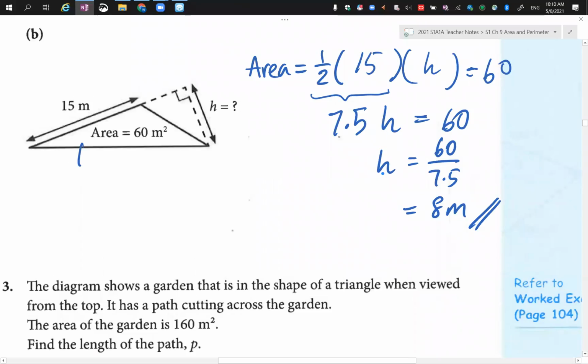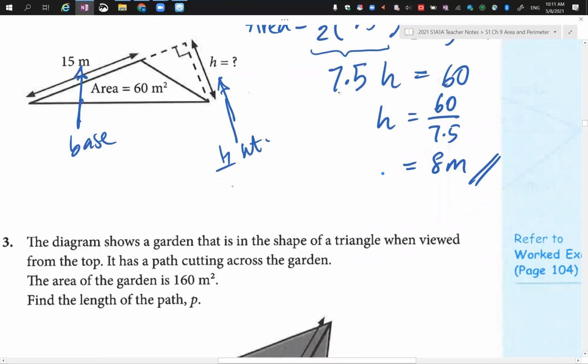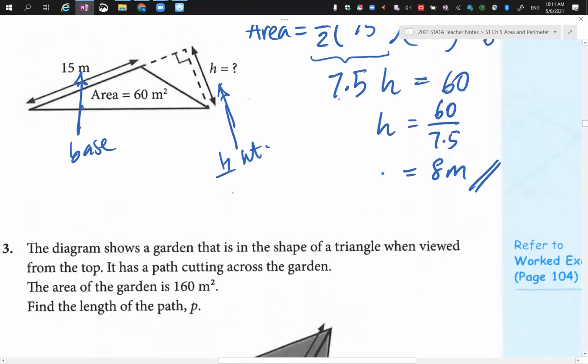So write down, where's your base? And your height, perpendicular height. Can? Do you think you can do the rest by yourself already? Okay, try the rest for your homework.